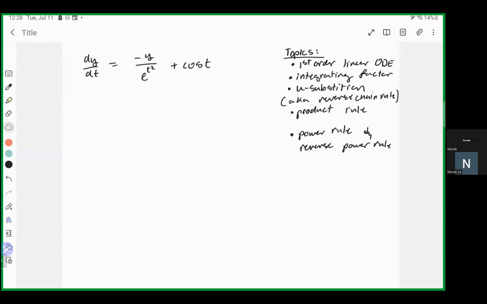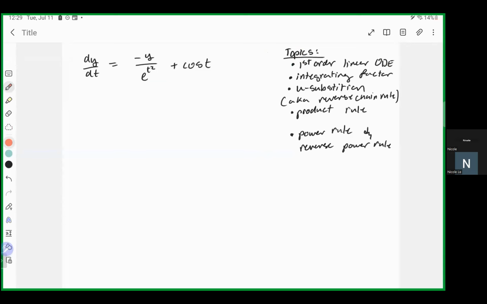Hi guys, today we're gonna look at how to solve a first order linear ordinary differential equation. Okay, so let's just cut right to the chase. These are all the topics that we'll be going over today. We're gonna look at a first order linear differential equation.